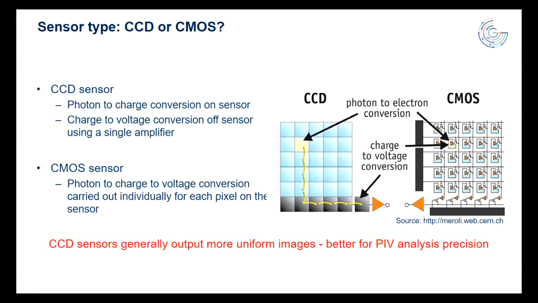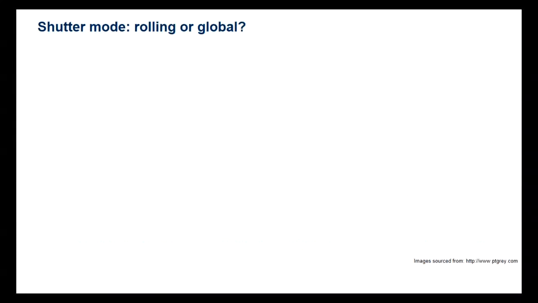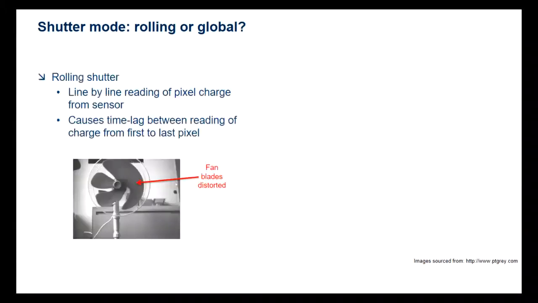The more important choice, and this one is critical, is whether you have a rolling or global shutter. So if you have a rolling shutter, what it means is you're going to read the pixel charges line by line across the sensor in some way. And what this means is if you've got a very dynamic field of view, you get a time lag between reading the first and the last pixel, and then as a consequence, you get distortion of that moving object in your image sequence, which is very bad.